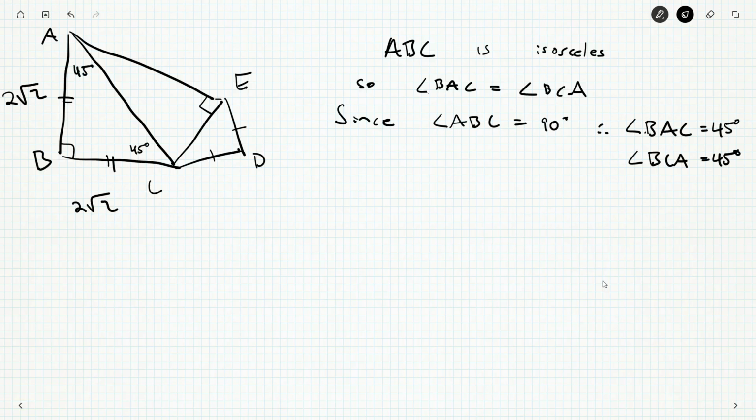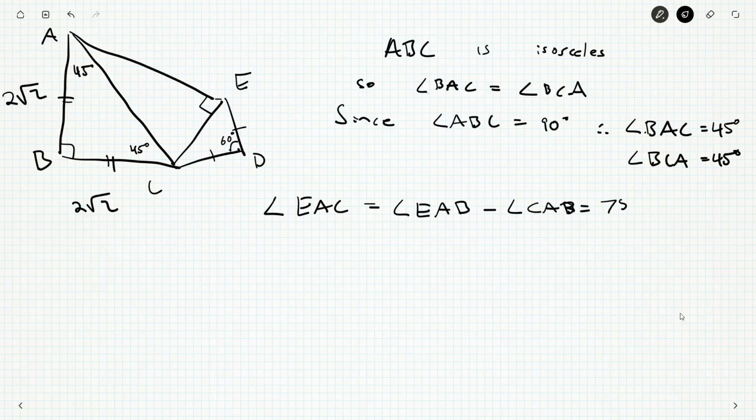Okay, so should we lay it out? I think we'll lay out all our angles first and go from there. Okay. So, what else can we see? So, angle EAC is equal to angle EAB minus angle CAB, which is 75 minus 45, which is 30.